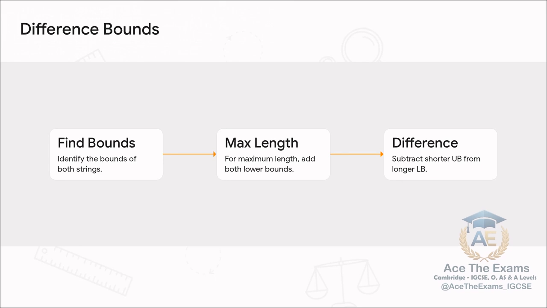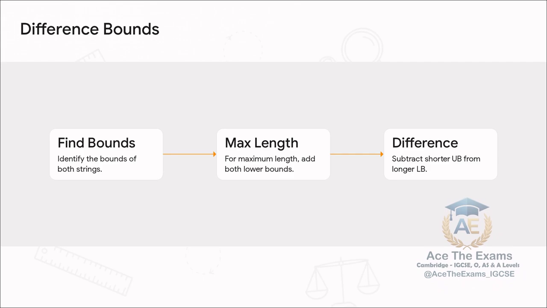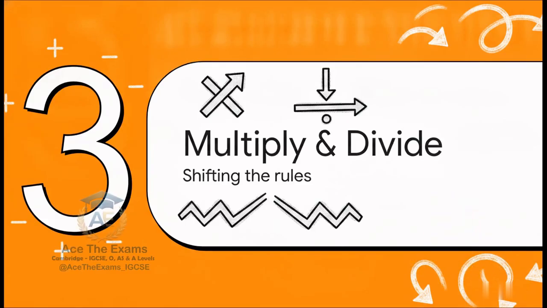By strictly following these steps, you completely avoid the trap of just blindly subtracting lower bounds from lower bounds. All right, Section 3, multiplying and dividing. The rules shift again here.